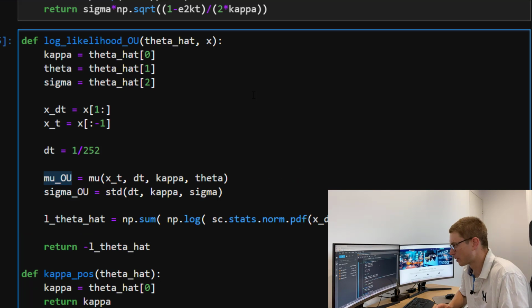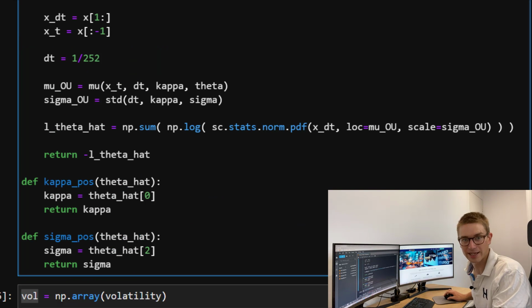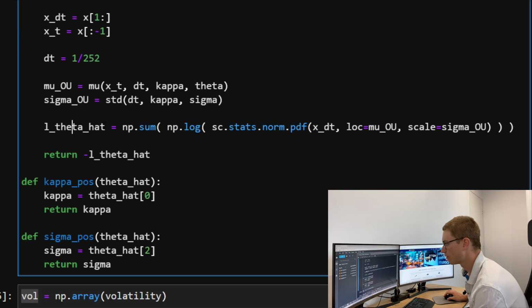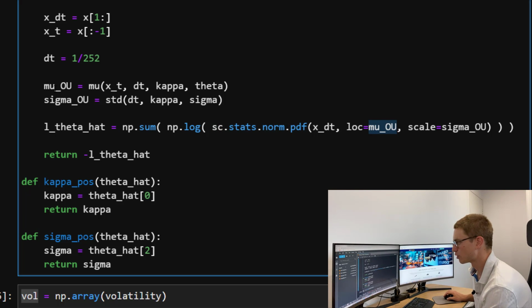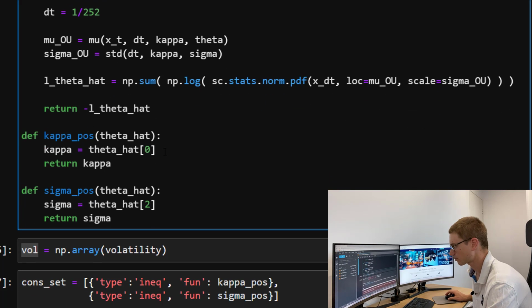So for the Ornstein-Uhlenbeck process, the mu and the sigma are defined using those functions that I defined above, and then we can calculate the log likelihood function of the theta parameters by taking the SciPy stats normal distribution PDF, with the location as the mu and the sigma that we've defined here. Now we also take in the time steps that are one ahead of our delayed process that we're feeding into the calculation of the mean. So just be careful there. We're also taking the negative of that log likelihood function.